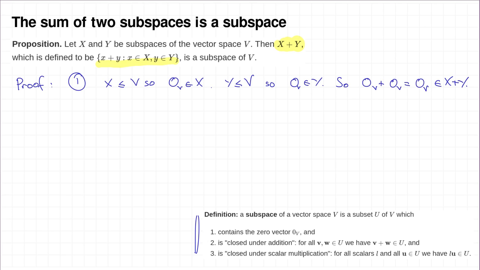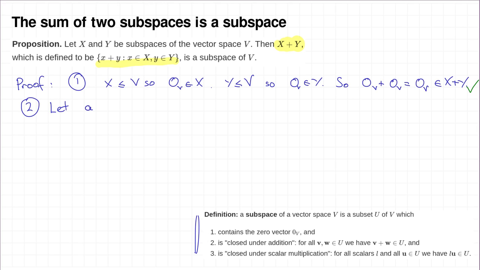Alright, so we have shown that X plus Y contains the zero vector. It meets the first condition to be a subspace. Condition 2 is closure under addition. So this time let's take two elements of X plus Y and prove that their sum is in X plus Y.